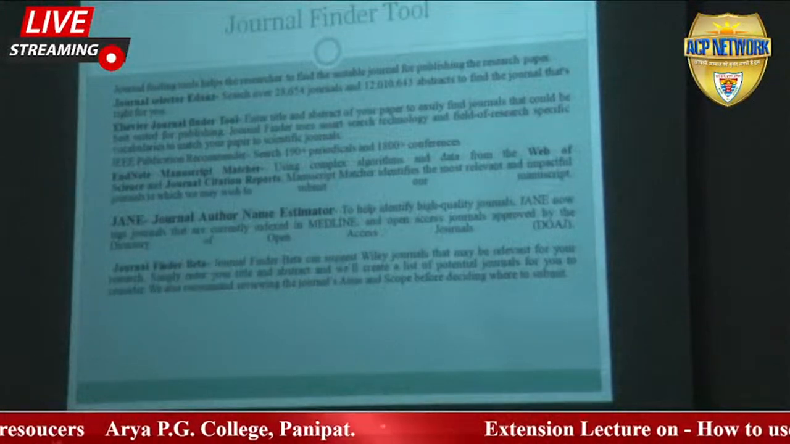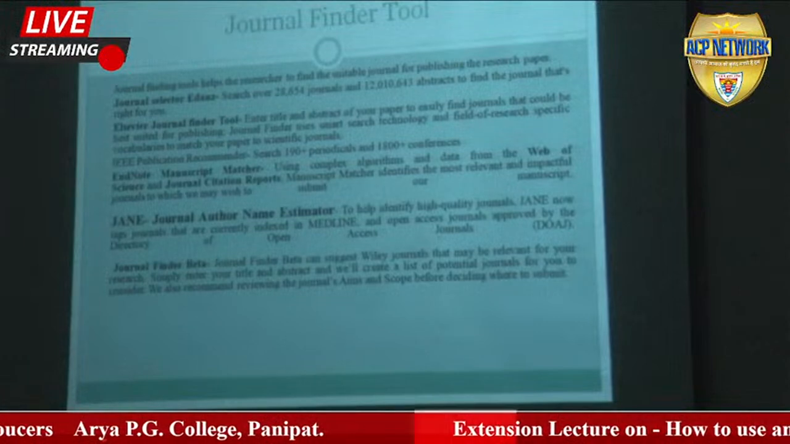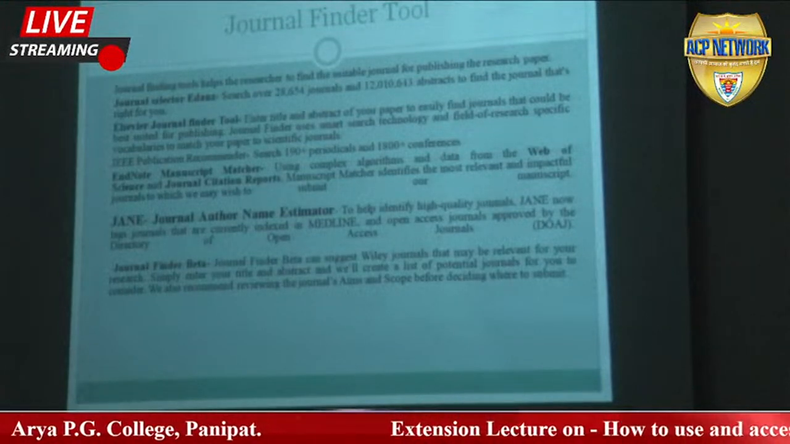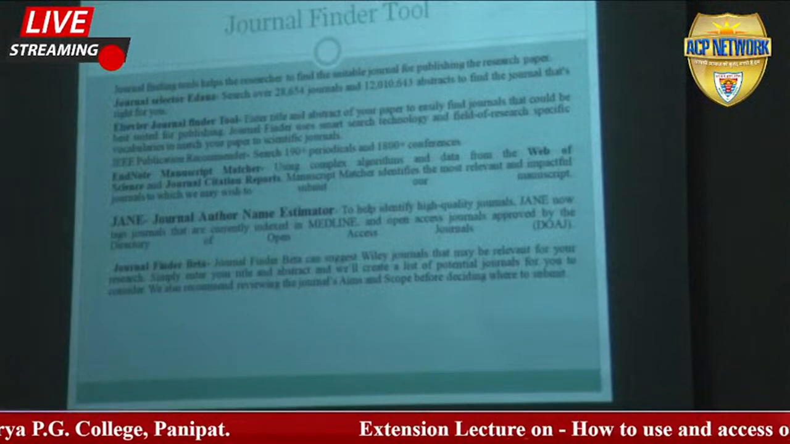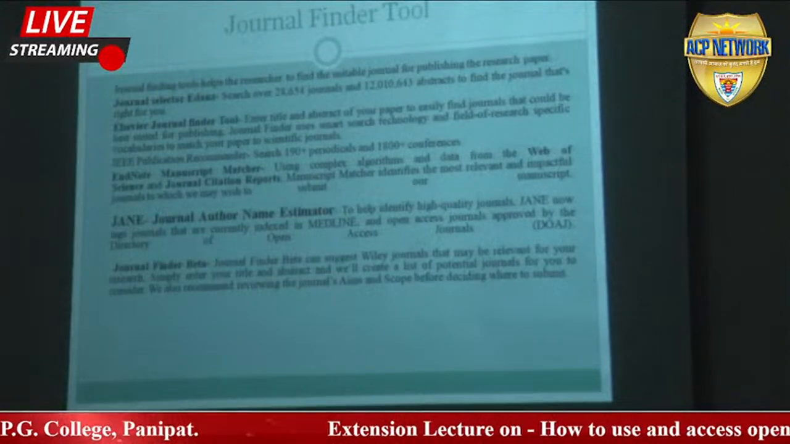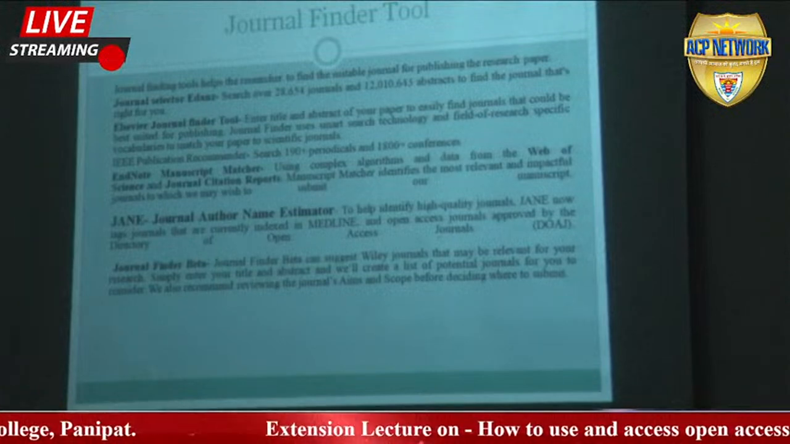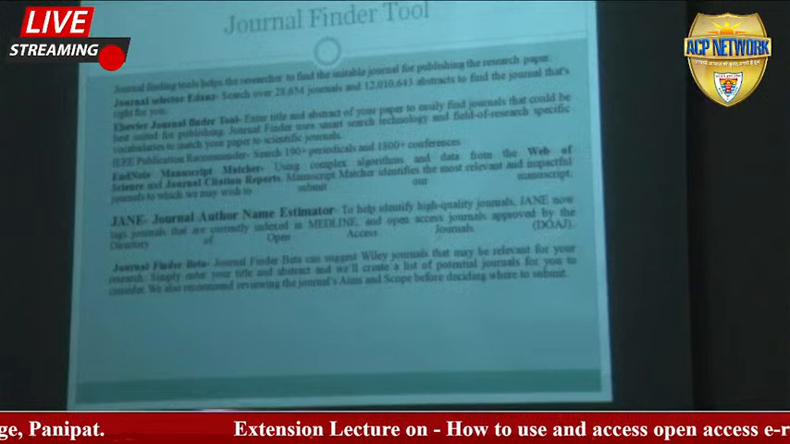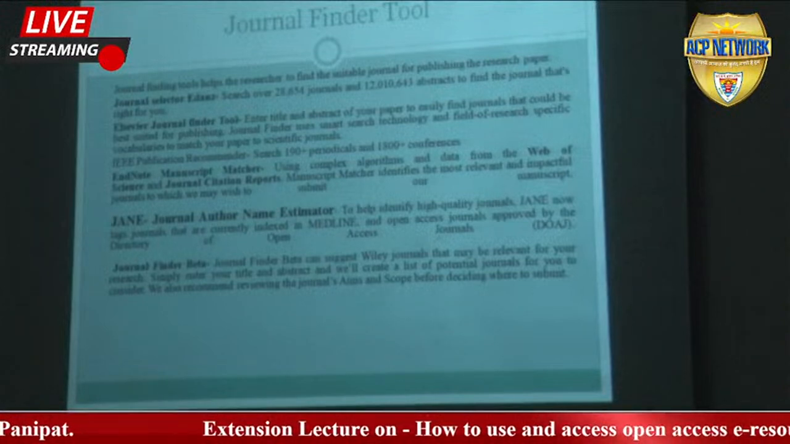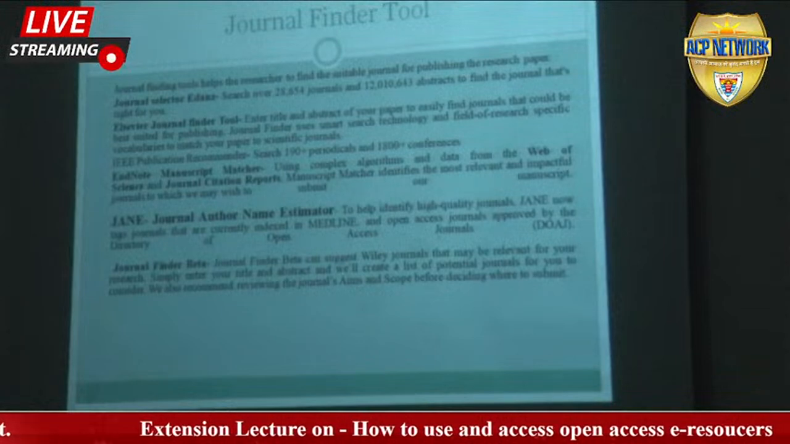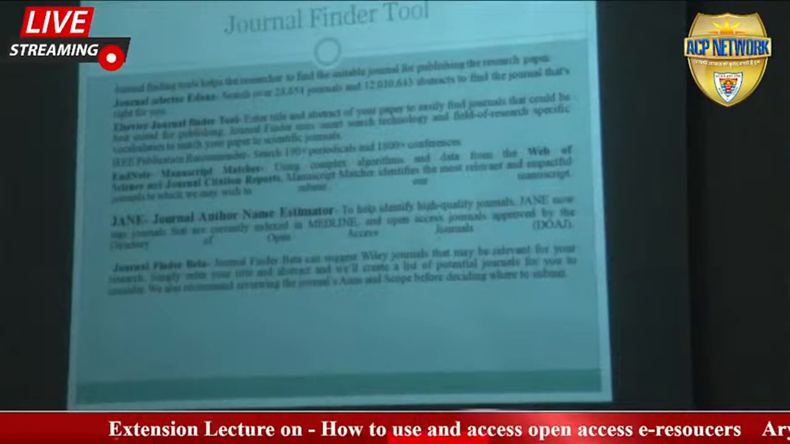Firstly, the journal selector. When you click on the journal selector, you will find that over 28,654 journals are available, and lakhs of abstracts are searched to find the journals that are right for you. How will it be helpful? If you have written a research article and you are not able to find in which journal you need to publish it.